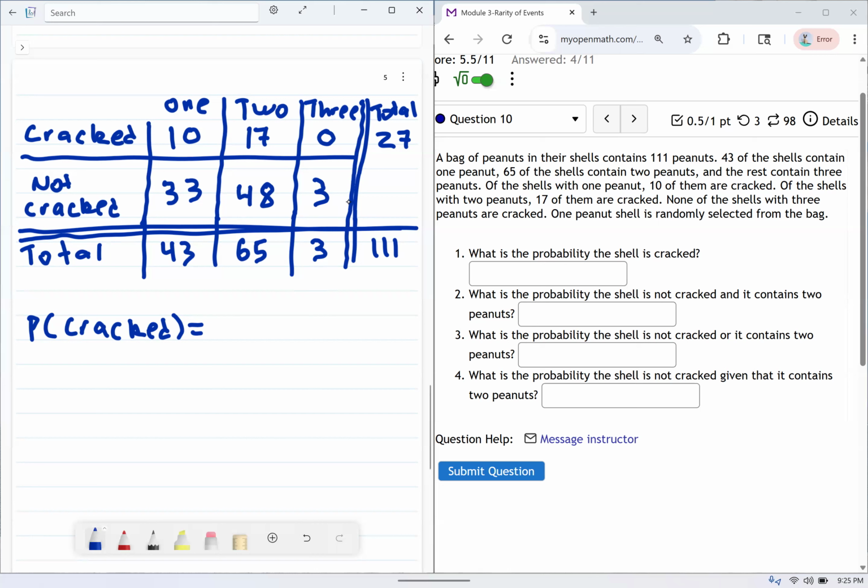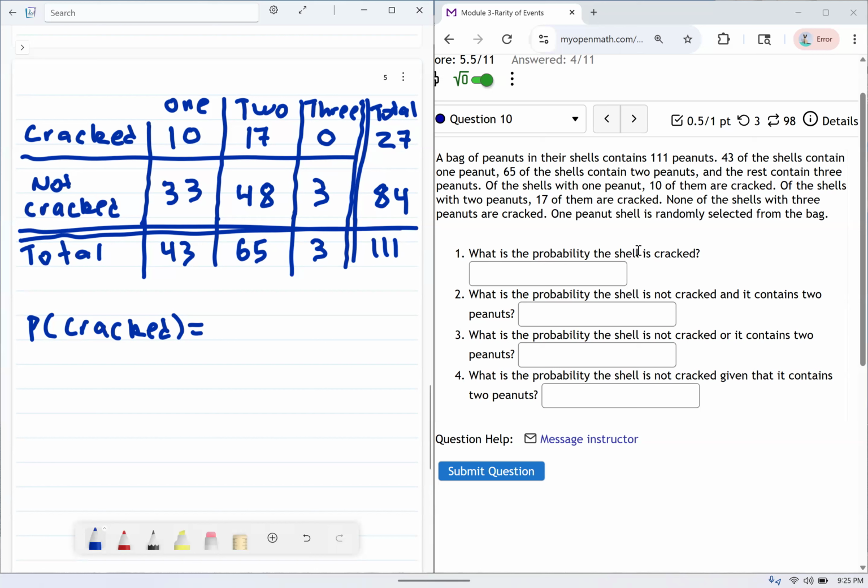Now I can add these things horizontally, or I can figure out this missing number vertically, whichever makes more sense to you. I'm going to add up. 33 plus 48 puts me at 81. 81 plus 3 gives me 84. I can verify adding 27 and 84 does add up to that 111.